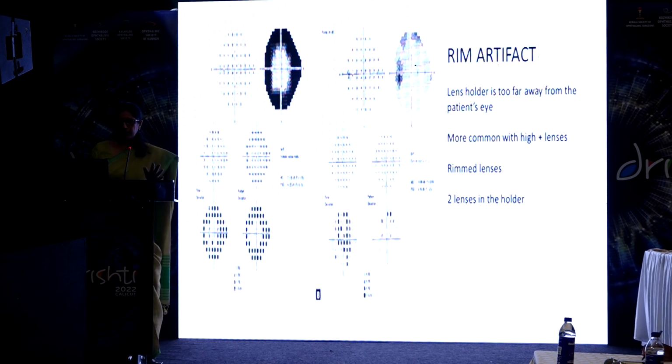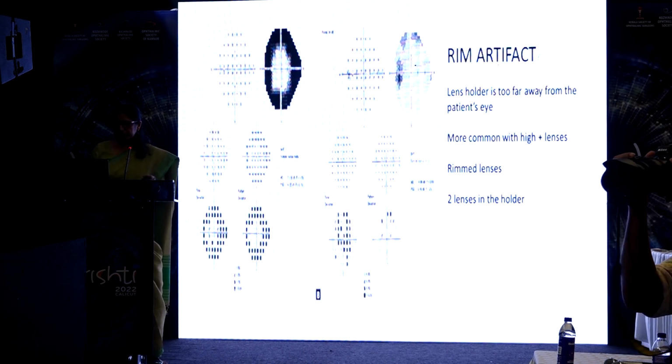defect, think of artifacts. Now this is a rim artifact where the lens holder was placed too far away from the patient's eye, and we see these more commonly with high plus lenses. And also if you don't use the wide aperture lenses and use the rimmed lenses, then you get this defect. And also if you use more than one lens in the holder, you can get these defects.